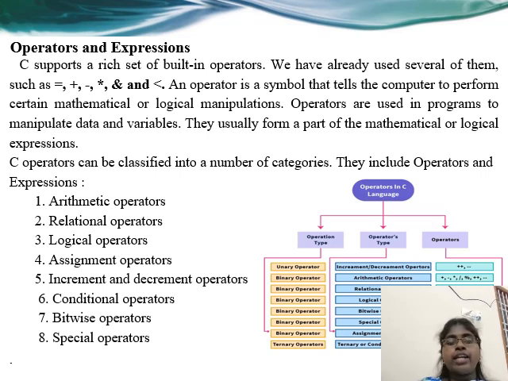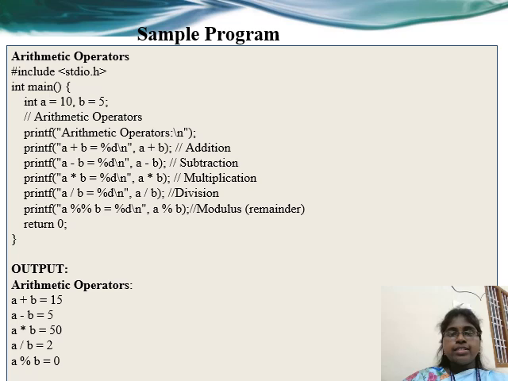Let's see what the types are. First type is arithmetic operator, second relational operator, third logical operator, fourth assignment operator, and then increment and decrement operator. Another is conditional operator, then bitwise and special operators. These are the types of operators used in the C program. This is a simple program for the arithmetic operator. What are arithmetic operators? Addition, subtraction, multiplication, division, and modulus.